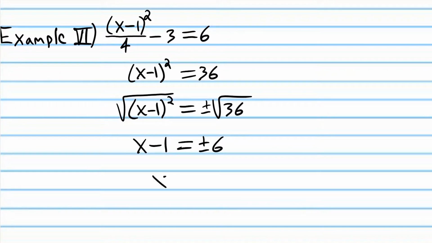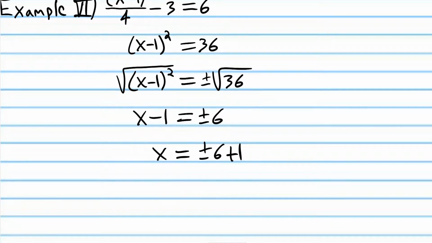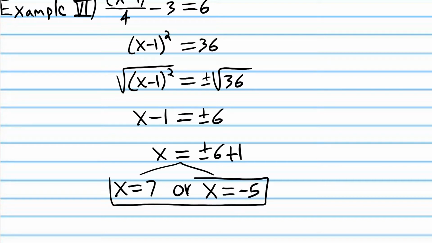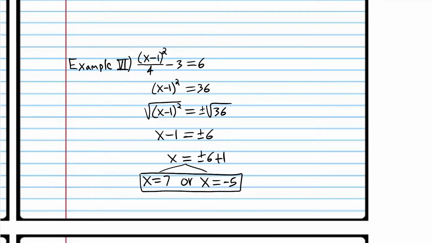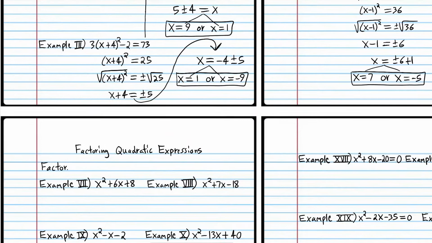Now we're ready to add 1 to both sides, and we get plus or minus 6 plus 1. And again, you can also write it as 1 plus or minus 6. It's the same thing. So we're now going to break it into 2 parts. And we have x is equal to positive 6 plus 1, which is 7, or negative 6 plus 1, which is negative 5. And there you go. So if you got those answers, good job. Okay, on to example 7.